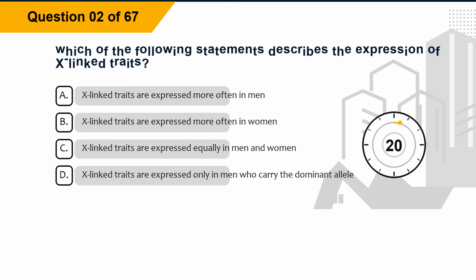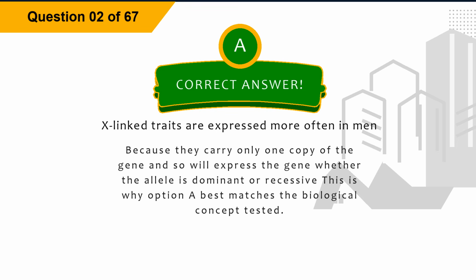Question 2. Which of the following statements describes the expression of X-linked traits? Option A, X-linked traits are expressed more often in men. Option B, X-linked traits are expressed more often in women. Option C, X-linked traits are expressed equally in men and women. Option D, X-linked traits are expressed only in men who carry the dominant allele. The correct answer is option A, X-linked traits are expressed more often in men. Explanation. Because men carry only one copy of the gene, they will express the gene whether the allele is dominant or recessive. This is why option A best matches the biological concept tested.